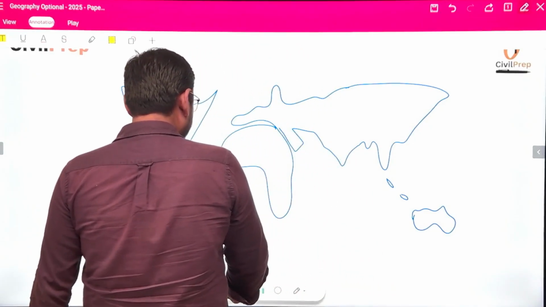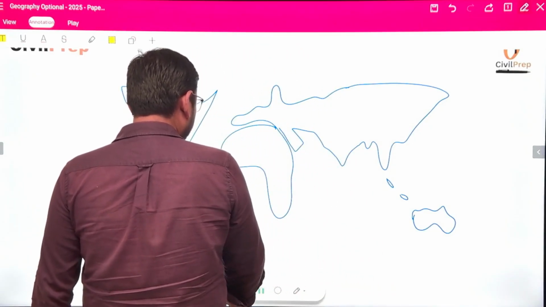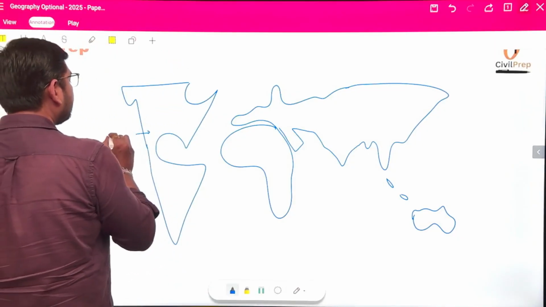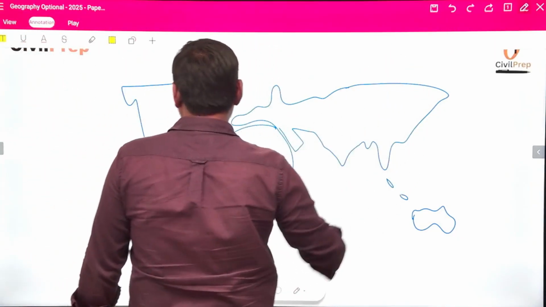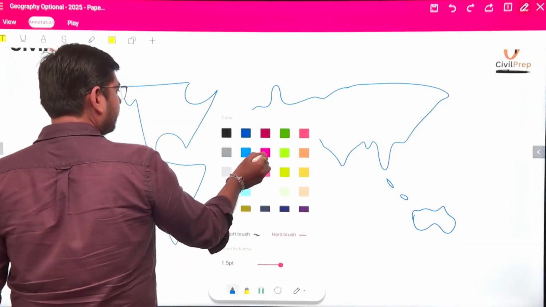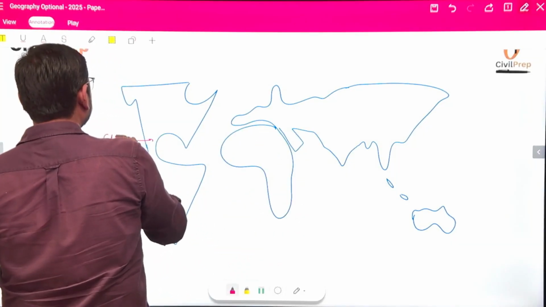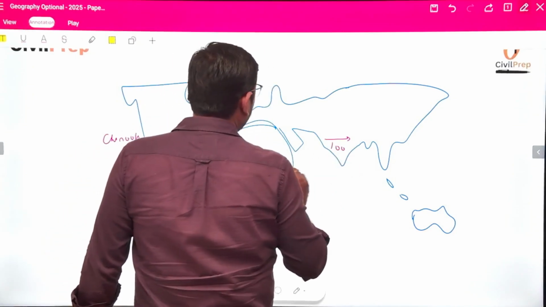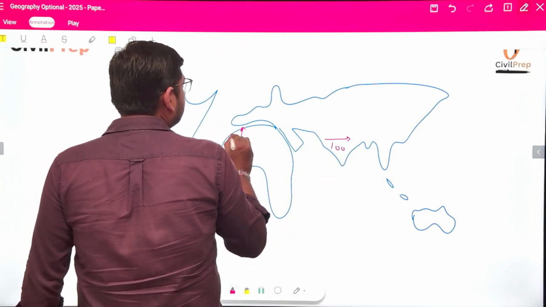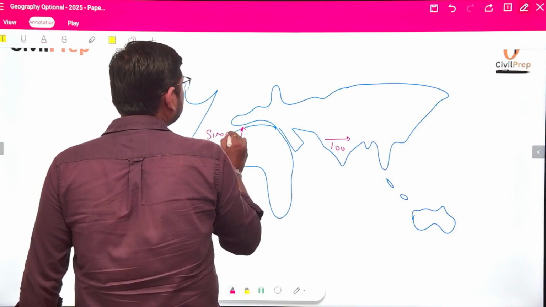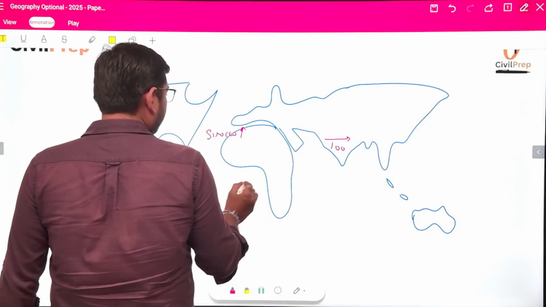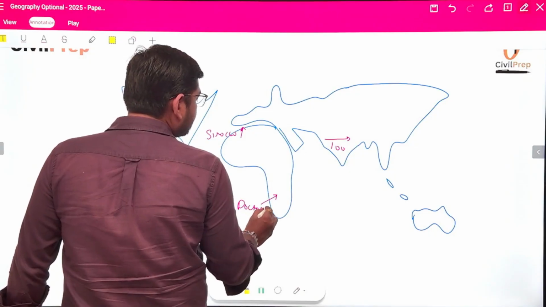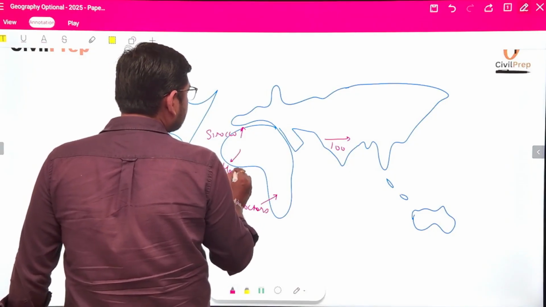Okay, so in this region, we can identify certain areas where we have the presence of different kinds of winds. For example, here we have Chinook, a kind of warm wind. Here we have Lu. Here we have Sirocco. Here we have Doctors. Here we have Harmattan.